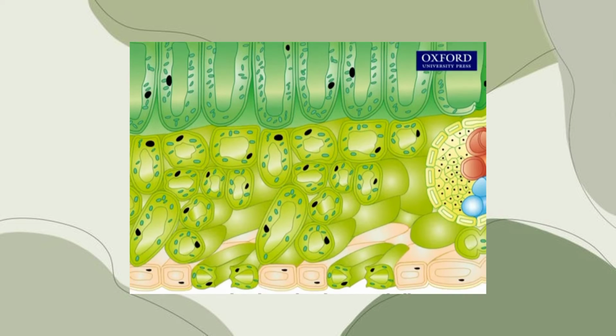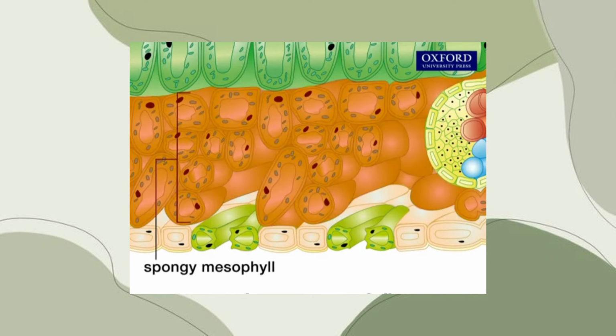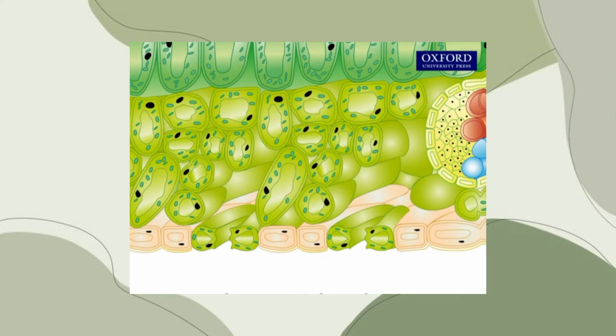Under the palisade mesophyll is the spongy mesophyll. It is made up of cells that are irregular in shape. There are many air spaces among them. These cells have fewer chloroplasts than the palisade mesophyll.